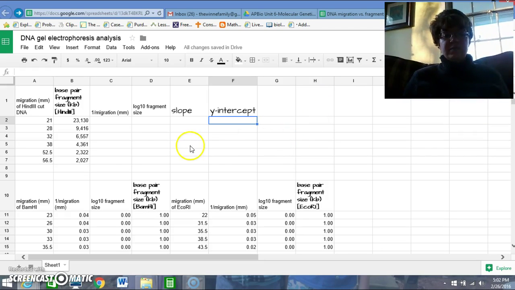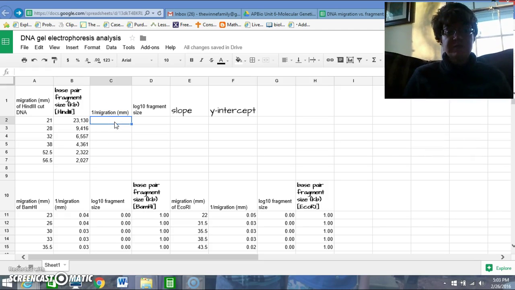our Google Sheet here. So you, as a class, we measured the migration of the lambda DNA that was cut by HindIII. And so here are our measurements, and we know the fragment sizes. This is a known one. So the first thing I'm going to do is I need to figure out 1 divided by migration.